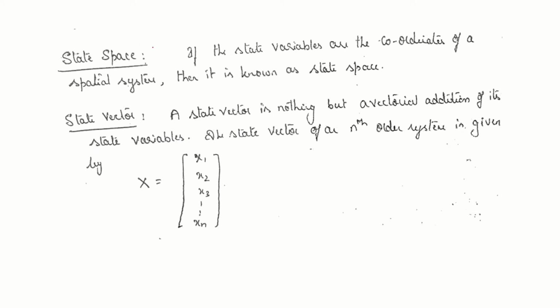What is state space? If the state variables are the coordinates of a spatial system, then it is known as state space. Suppose I want to study the state. So I call this as say x1, this I call it as x2. So state variables are the coordinates. This I can call it as state space.